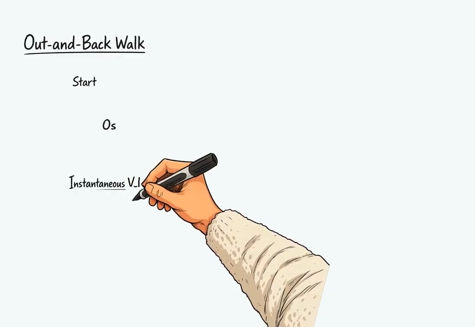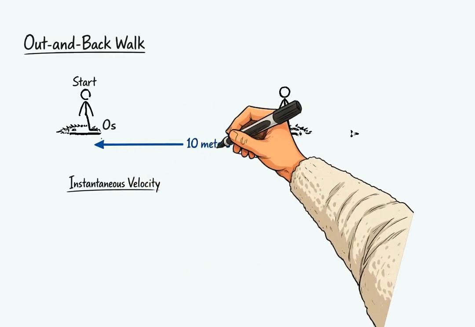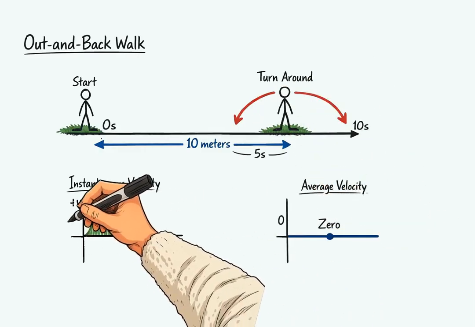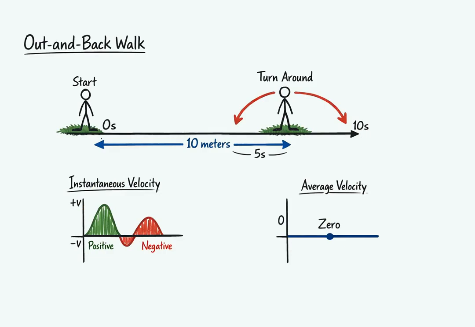A clean counterexample is an out-and-back walk. Go 10 meters to the right in 5 s, then return to the start in the next 5 s. Over the full 10 s, the displacement is 0, so the average velocity is 0. But the instantaneous velocity was positive during the first half and negative during the second. It may have been 0 only briefly at the turning point.